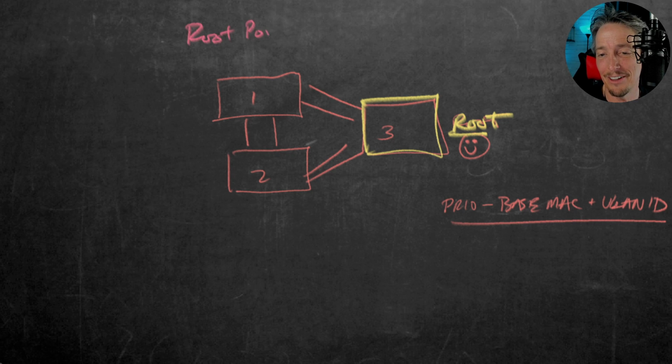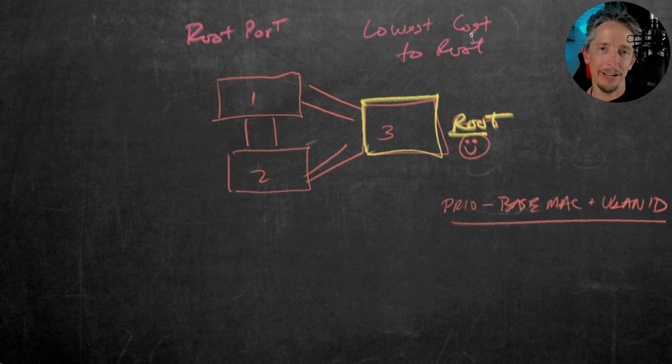So root ports, how do they decide, switch 1 and switch 2, how do they decide individually on their own which is the root port? And the answer is lowest cost to root. So let's imagine that all these links are the same, whether they're fast Ethernet or they're all gigabit, let's imagine they're all the same. And let's focus on switch 1 for a second. Switch 1 says, okay, it's the lowest cost to get to the root.